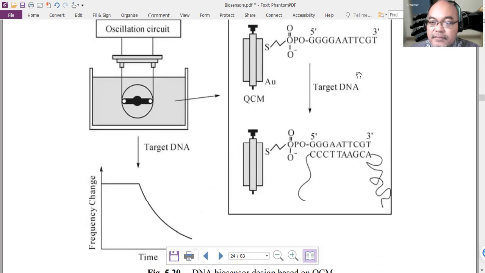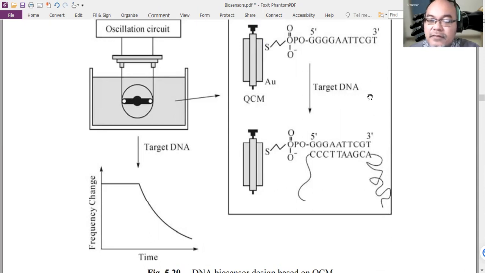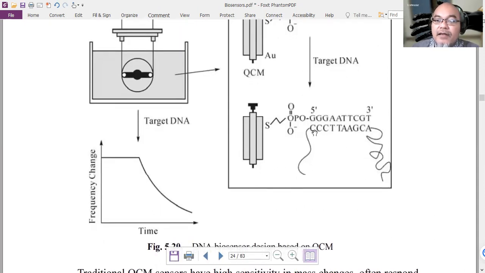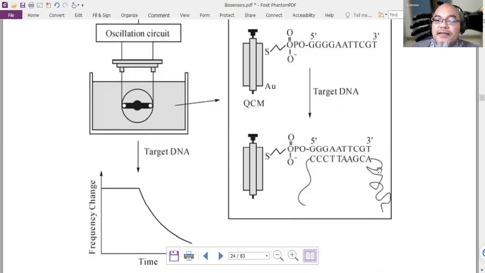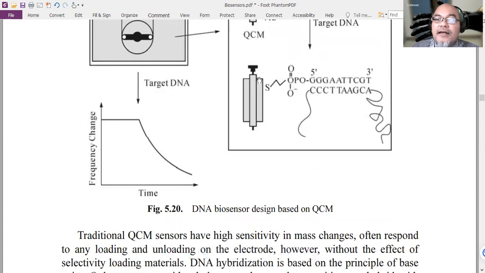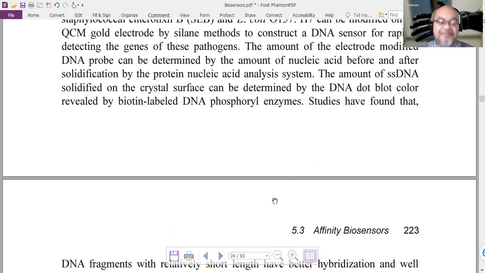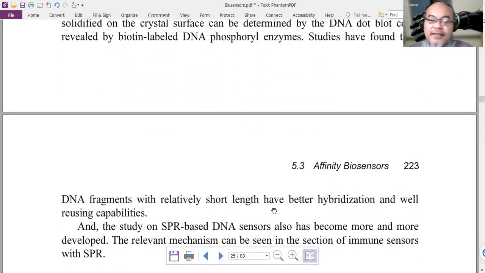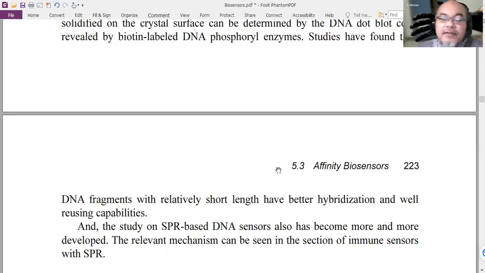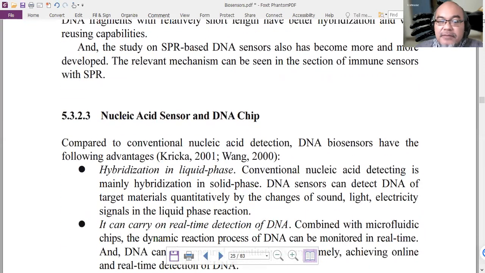When the target DNA exists in the introduced sample solution, it will bind specifically to this single strand DNA, and this will add mass to the surface of the QCM. And then, as we learned from the previous page, the frequency will decrease as a function of time. So with this sensor, we can specifically detect what strain, for example of bacteria or virus, appears in that sample.